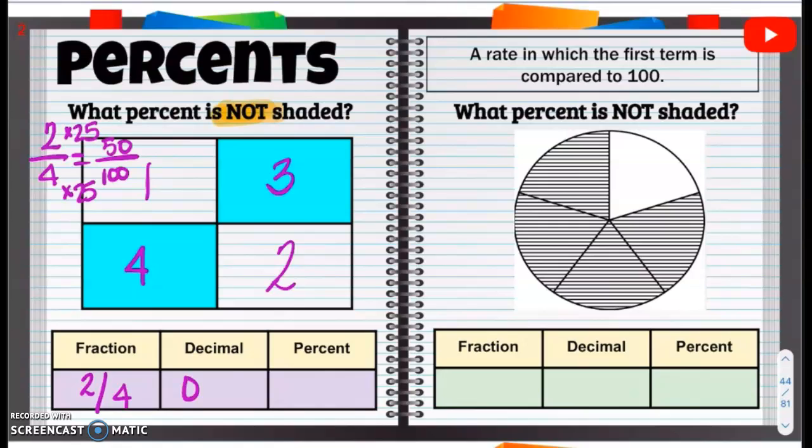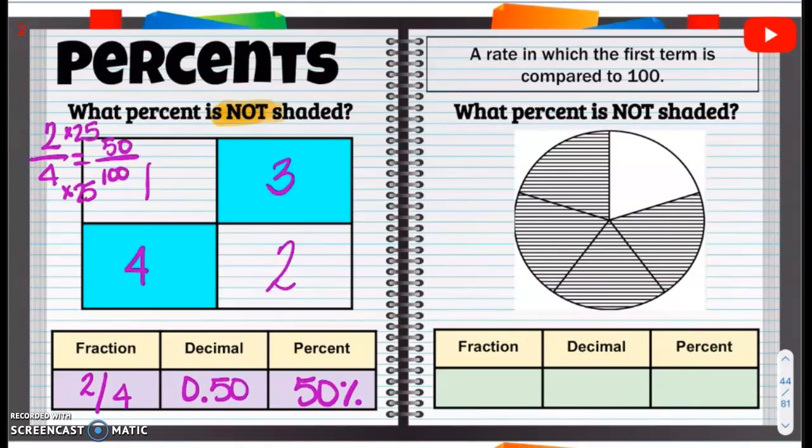So our decimal is going to be 0 and 50 hundredths, or 0 and 5 tenths. It's the same thing. Then when we take a look, our percent is going to be 50%. So only half are shaded, and that's 50%. Just like if you get a 2 out of 4 on a quiz, that's only 50% you get.